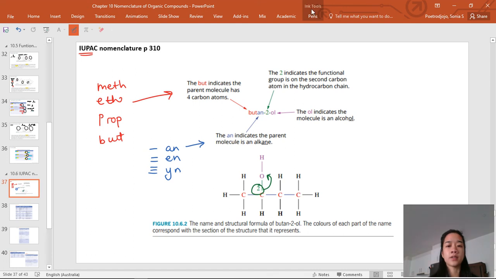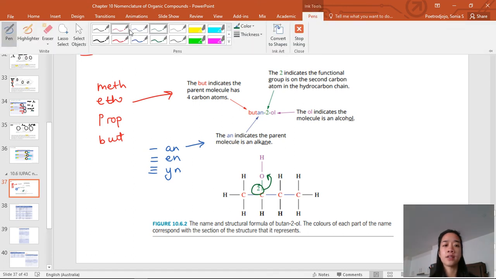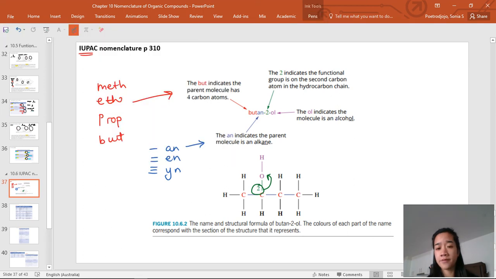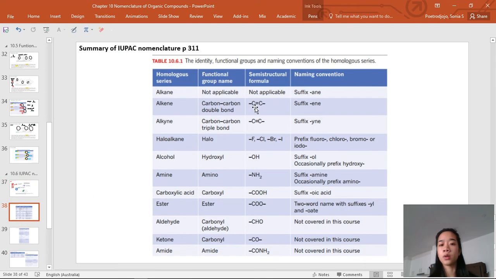And the O indicates the molecule is an alcohol. You'll have different suffixes depending on the functional group. So here are all the functional groups that we've covered.